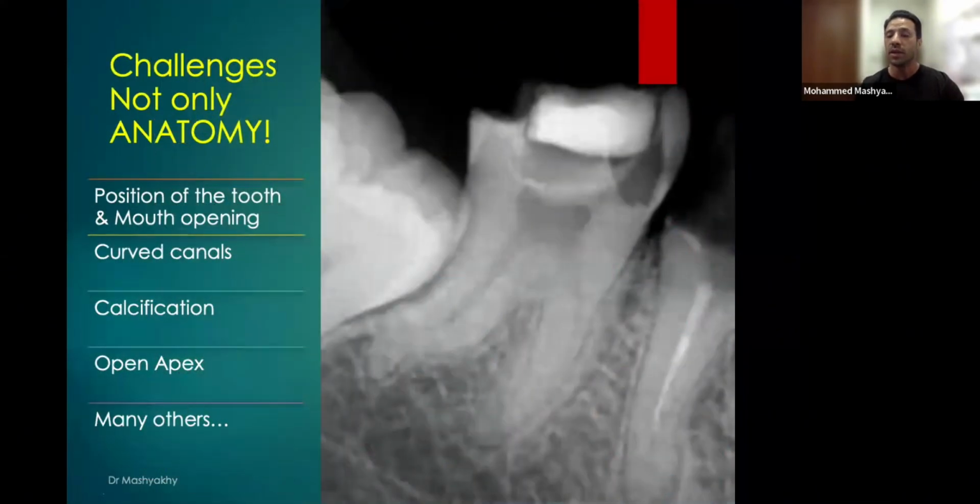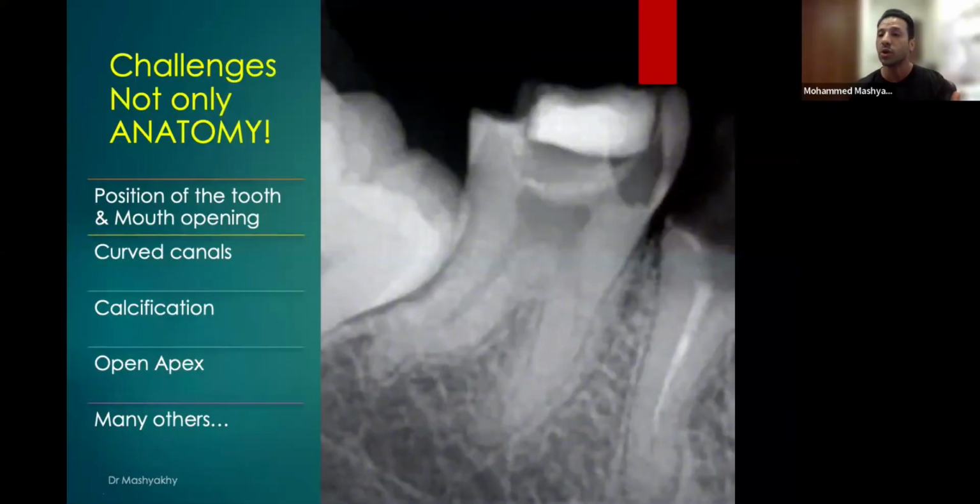And actually the difficulty is not only the anatomy and the curvature. Some patients have limited mouth opening. Some patients are not cooperative. Some patients are afraid. They don't let you do your job. Some canals are curved. Some canals are calcified. Some teeth have open apex. Some teeth come with a big lesion.